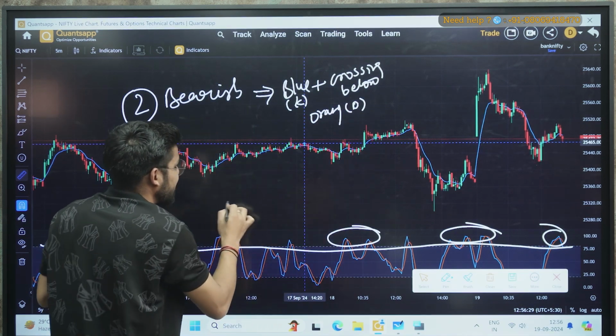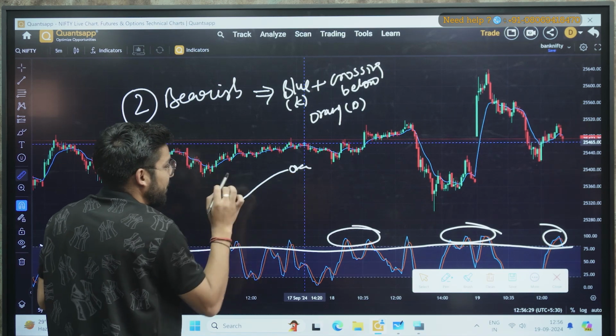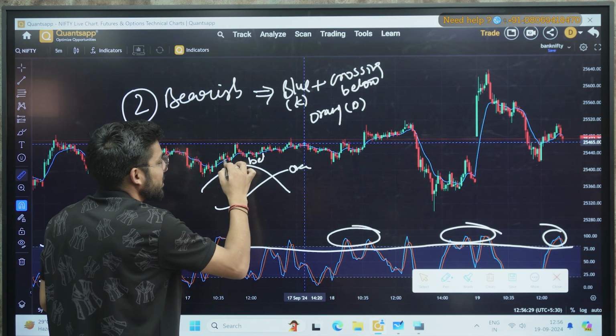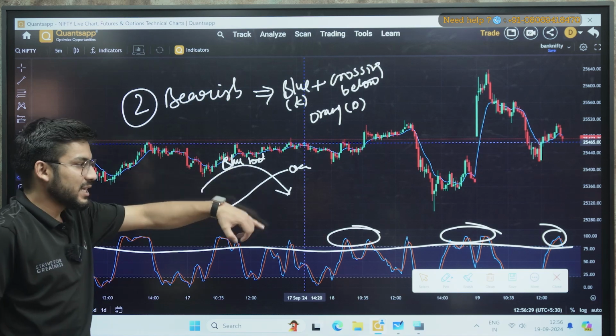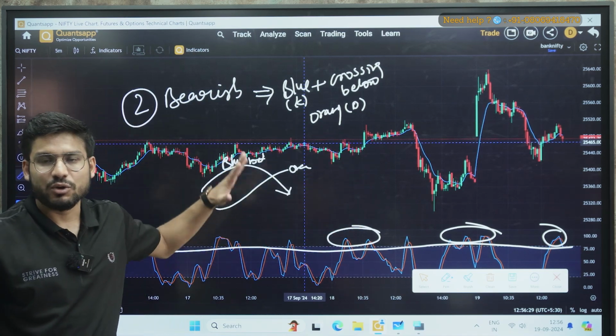Okay, how? So for example, this is the orange line. So my blue line should be crossing below like this, crossing below. So this is my blue line. Okay, so it should be crossing below my orange line. So that is the time when I'll go with the bearish direction. I'll go with the put buy.